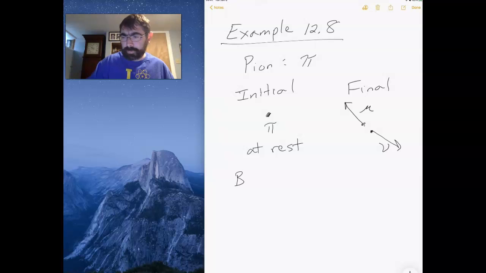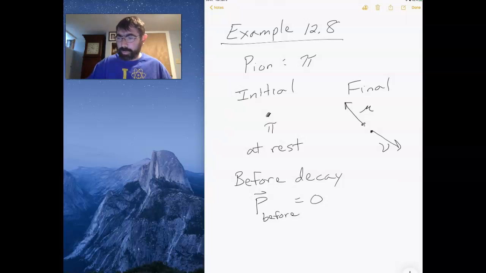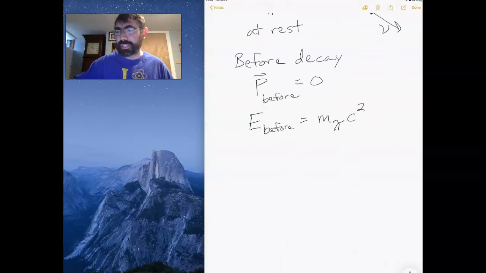So let's say before the decay, the initial case, the momentum before is 0, it's at rest, which means that the energy before is just the mass of the pion times c squared. Okay, so now let's take a look after the decay.